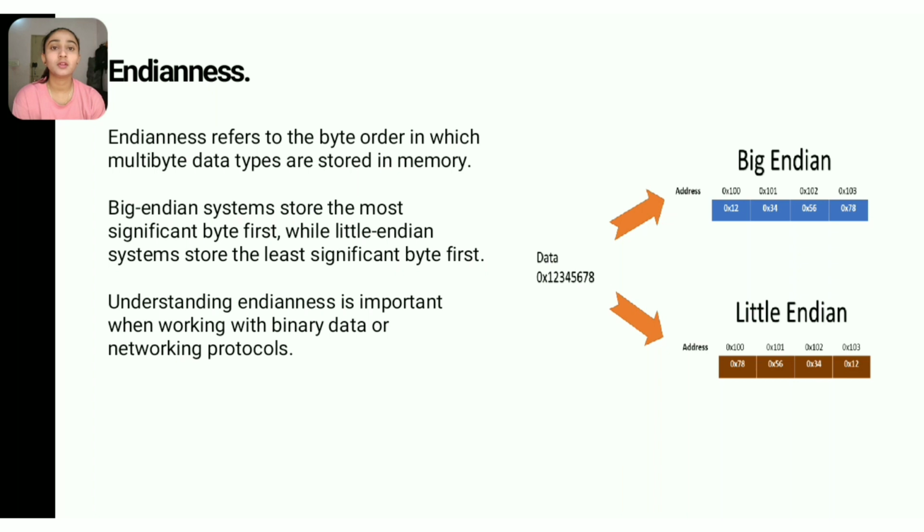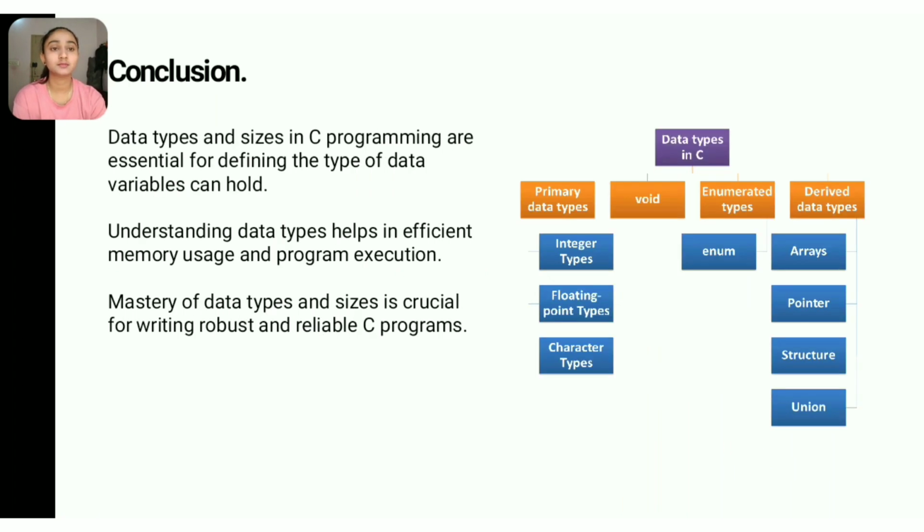Endianness. It refers to the byte order in which multi-byte data types are stored in memory. Big Endian systems store the most significant byte first, while Little Endian systems store the least significant byte first. Understanding endianness is important when working with binary data and networking protocols.